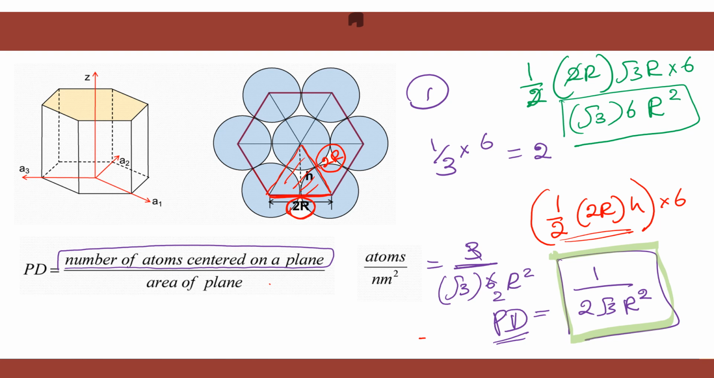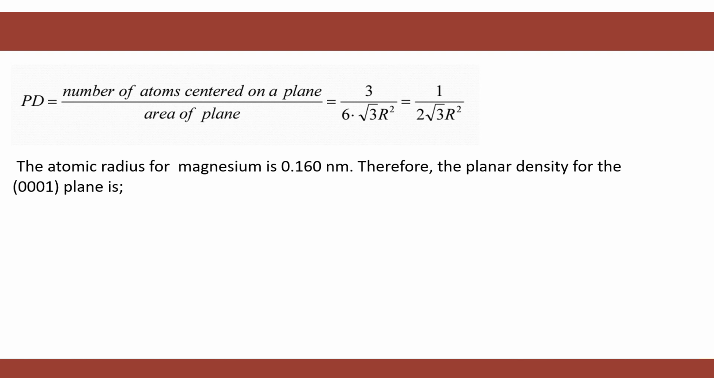So they're asking us to get an equation for the planar density. Let me check whether we have the same solutions. Yes, we are right. Okay, now the next part of the question. I'm going a bit fast because otherwise we won't be able to finish. So this is what we found. And for magnesium, the radius of magnesium you can find if you search it. So they're asking us to put this as the R. Radius of magnesium is this. So you can put this as the R and you can find the planar density of magnesium.